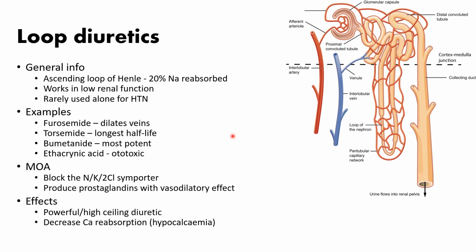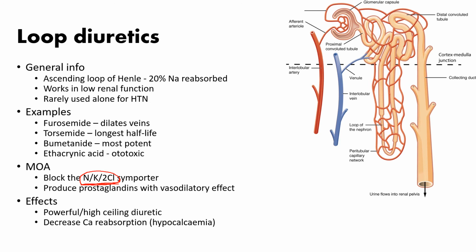So the mechanism of action: these loop diuretics block the sodium potassium 2-chloride symporter in the ascending loop of Henle. So pay attention here, guys. This is a different symporter compared to the thiazide diuretics. Thiazide diuretics, if you remember, block the sodium chloride co-transporter. Now in loop diuretics, we are blocking the sodium potassium 2-chloride symporter.